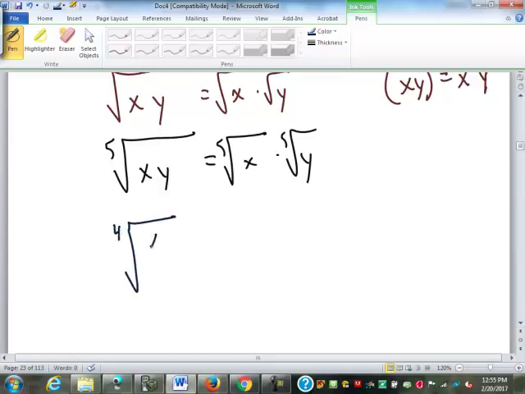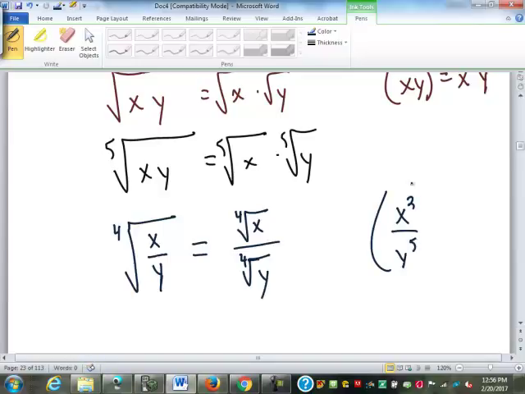Let's say I have the fourth root of x divided by y. Same type of thing. I can separate that out and do the fourth root of x over the fourth root of y. I can apply it to each piece separately, just like I did with my powers. If I had x squared over y to the fifth, all to the power of 3, I would do x squared to the power of 3 is x to the 6, 2 times 3, over y to the fifth to the power of 3 is y to the 15th.